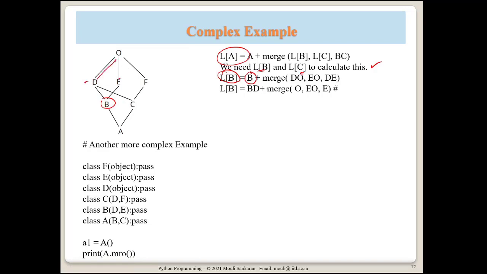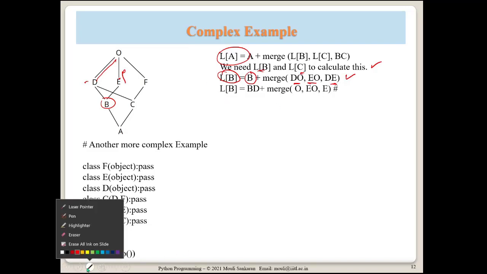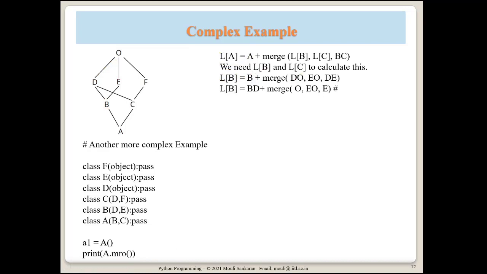This is nothing but the merge of DO and EO, then D and E. I think this is clear. Now, let me run the algorithm. I will take the head D, and I will look for whether D is found in any of the tails of the remaining lists. It is not there. Tails have only O and E. D is not found, so I add D here, and then I remove D from the head.